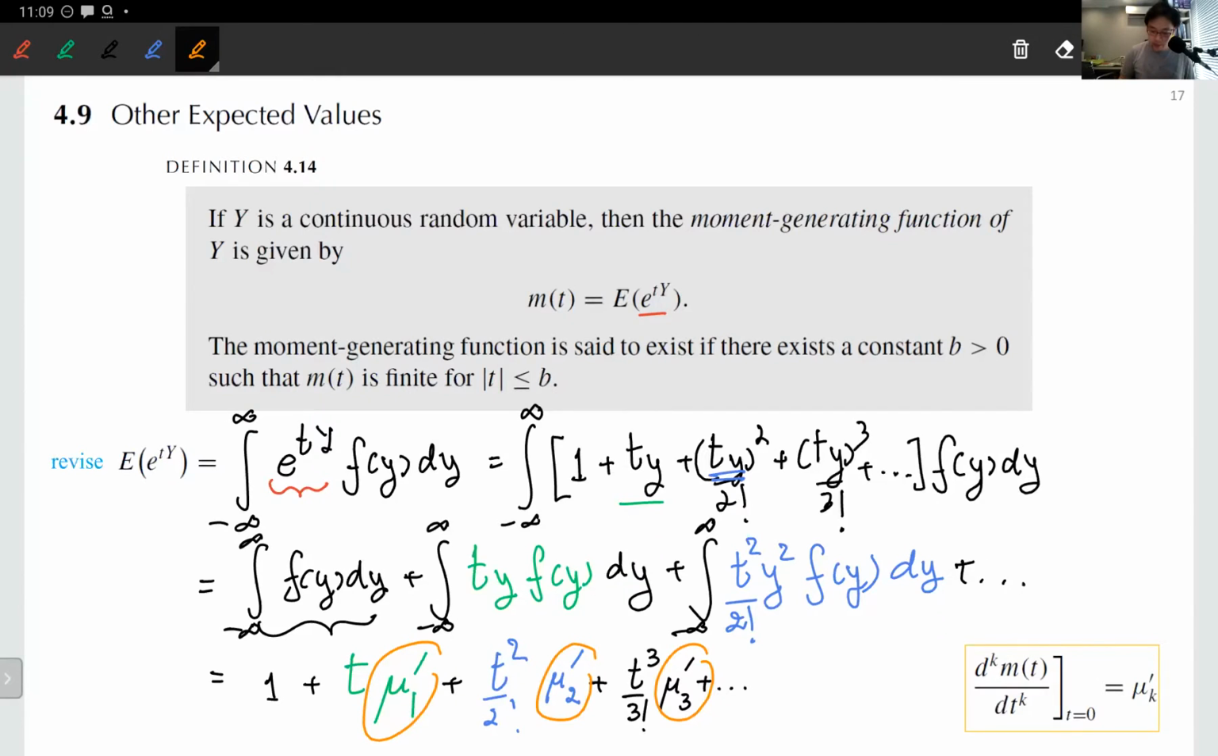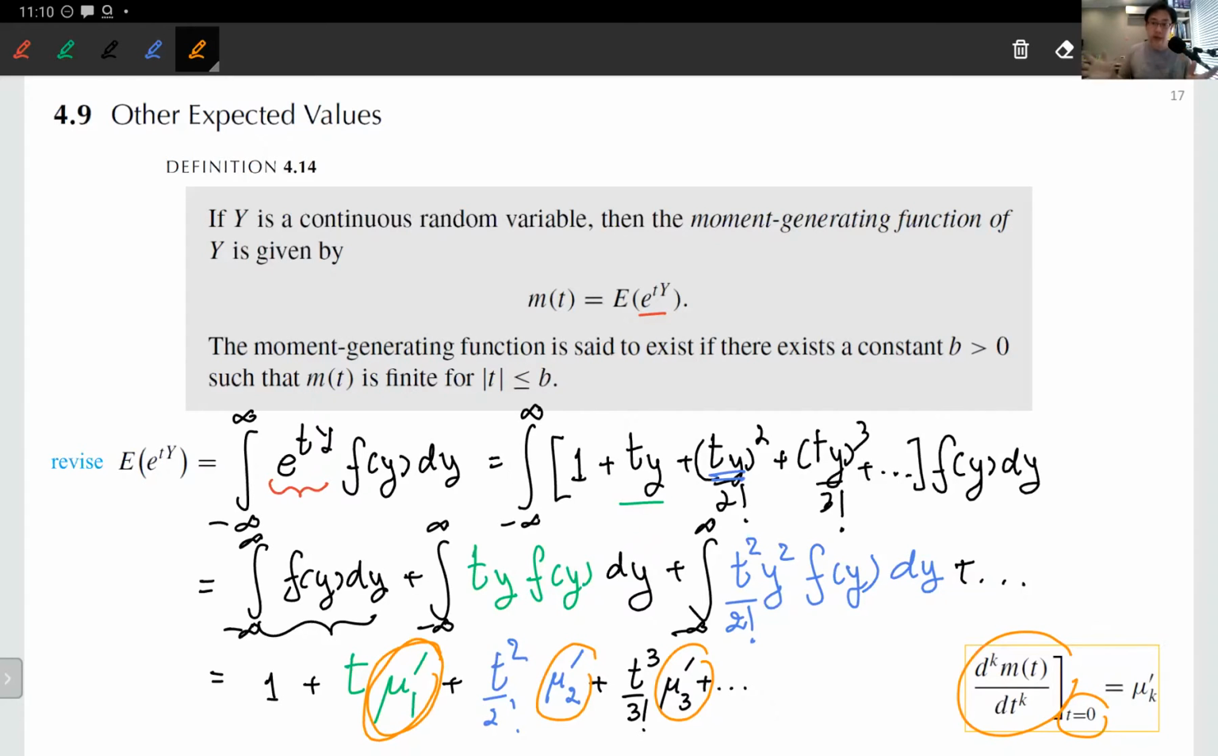This should be familiar. So if I want to extract this mu1 prime, I just have to differentiate with respect to t once. That's why I put the formula on the lower right corner right here. You just differentiate the amount of order. If you want a first order, you differentiate 1 time. If you want a second order, you differentiate 2 times. If you want third order, differentiate 3 times. But don't forget, every time you differentiate, you have to evaluate at t equal to 0 to get rid of the higher order terms after your differentiation. So that's what you had before with the introduction of the moment generating function. It works exactly the same with a continuous random variable, except now we do the integral instead of summation.